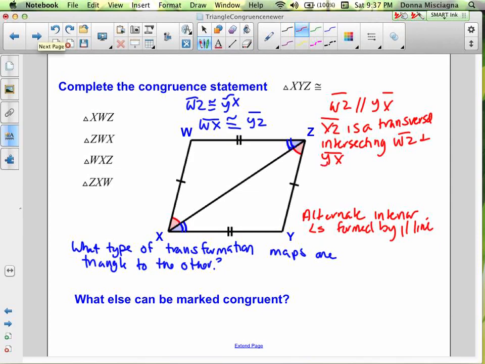So the ones I marked was angle WZX. That one is congruent to angle YXZ.